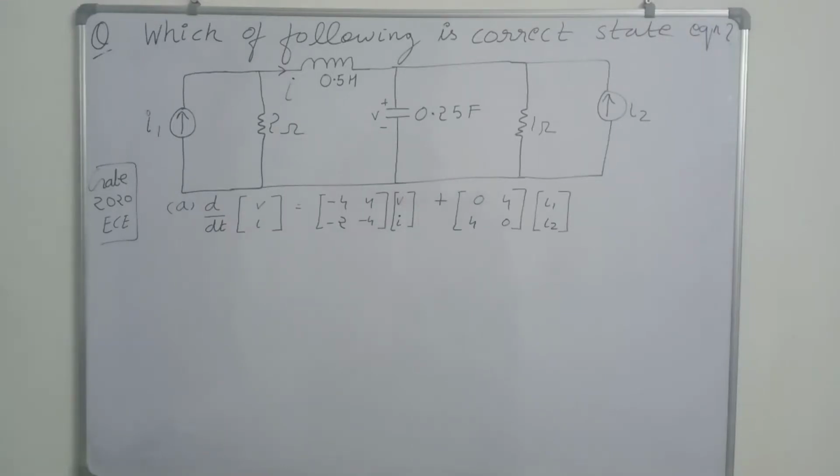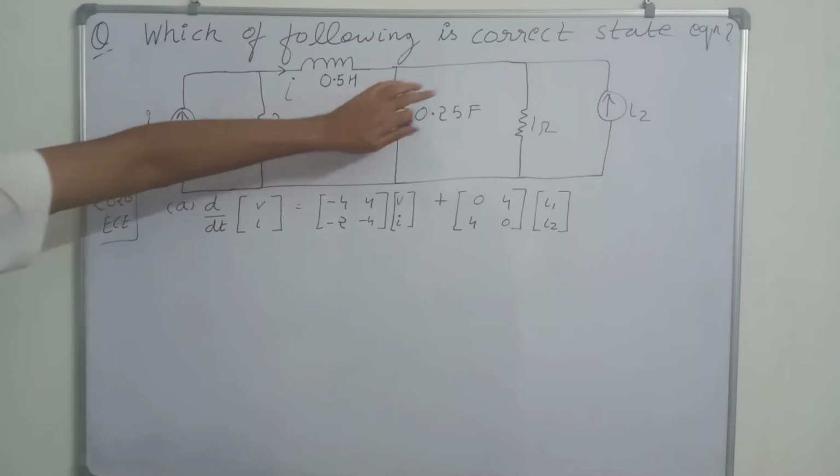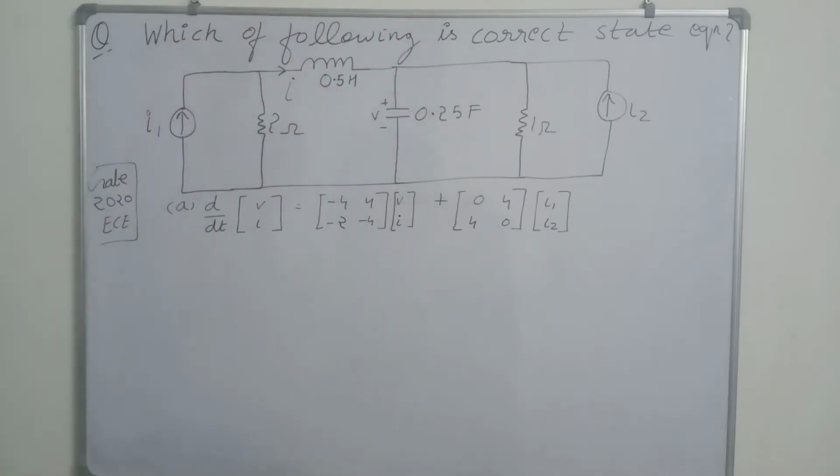So this is a question from GATE 2020 electronics branch. We have to find the state equation for this network. I have written only one option, this is the correct option. If you want to check other options, you can check the paper.